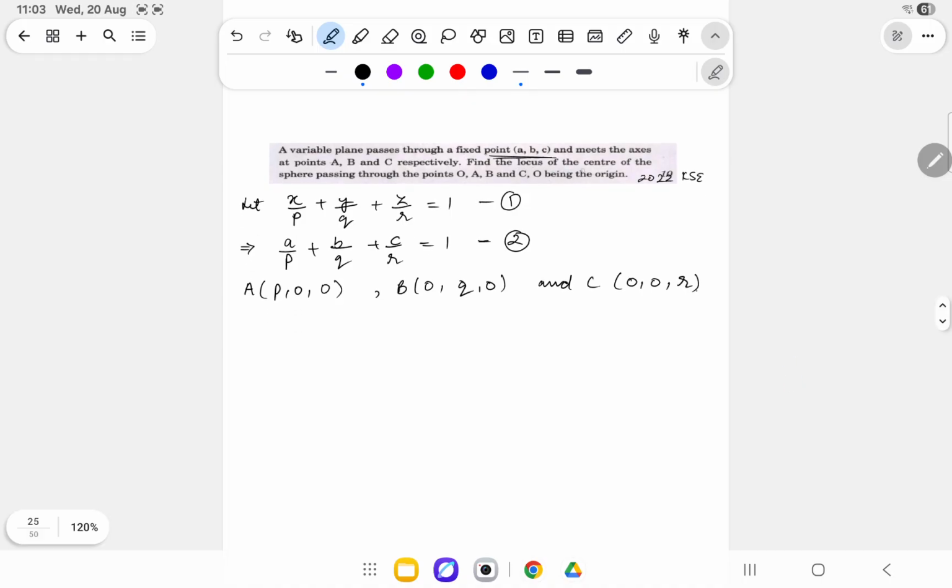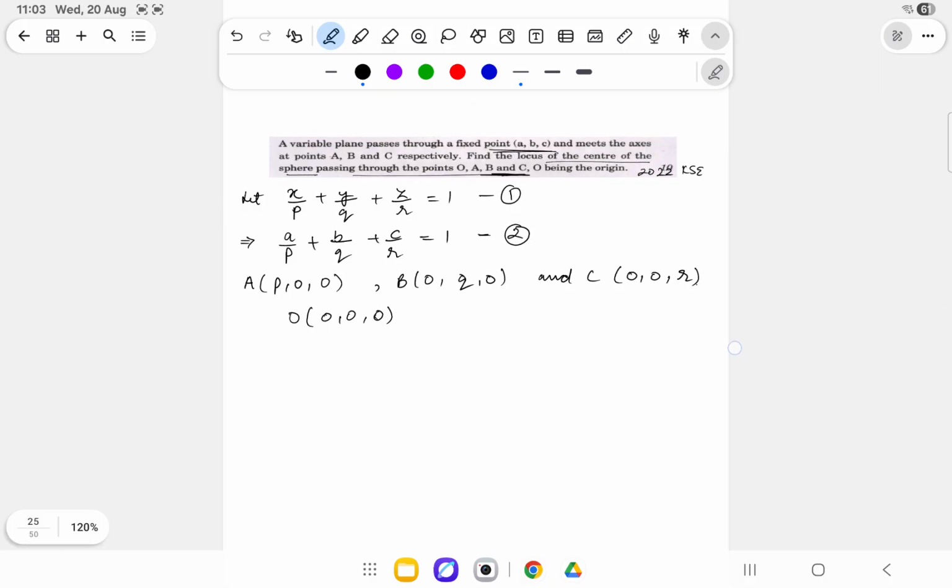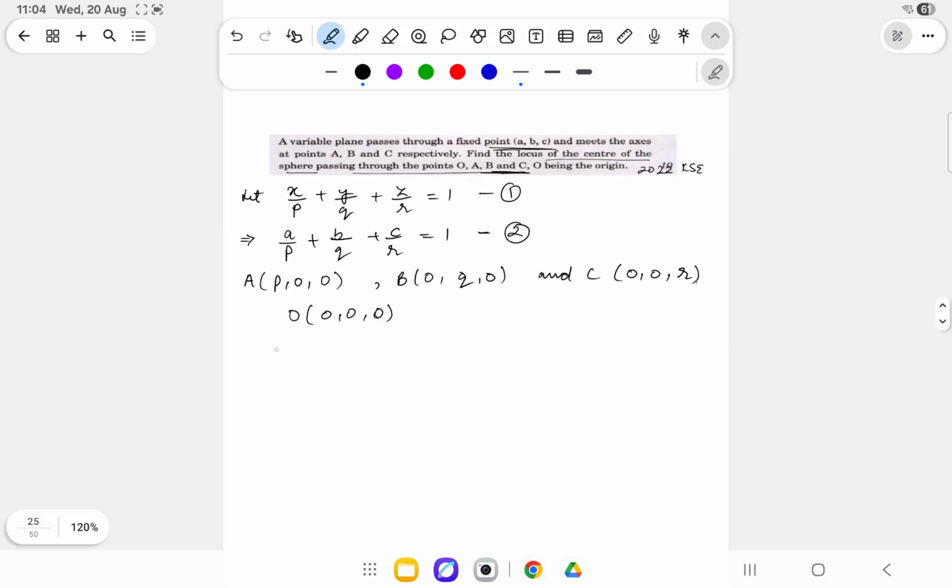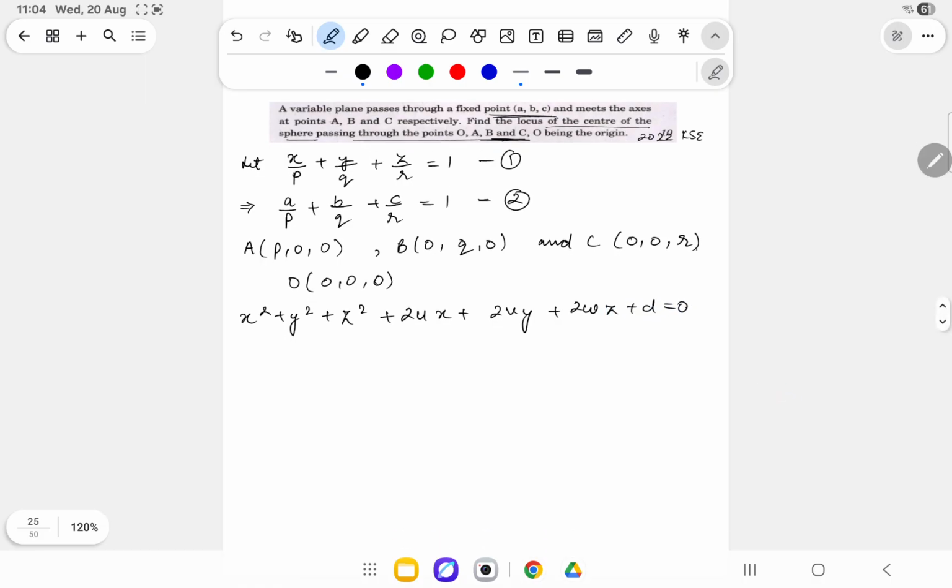So we are supposed to find the locus of the center of the sphere passing via O, A, B, C. And they have also given us O as the origin. So my first aim should be to find the sphere passing via O, A, B, C. Then only I'll be able to locate its center. The general equation of sphere is x square plus y square plus z square plus 2ux plus 2vy plus 2wz plus d equals to 0. Since the sphere passes via the origin, my d term will be 0. So d equals to 0.